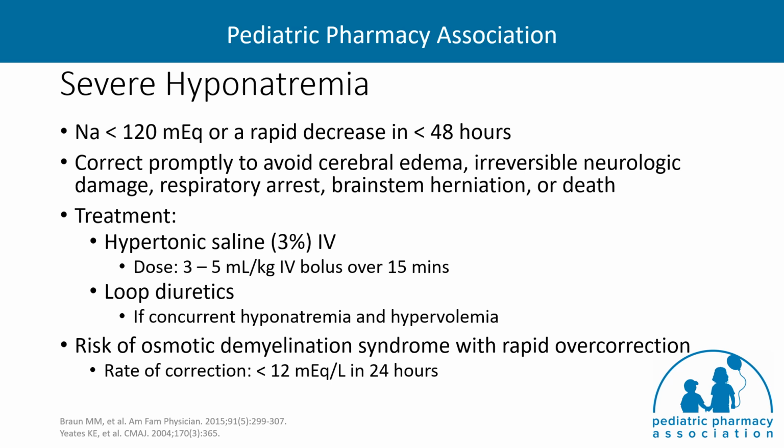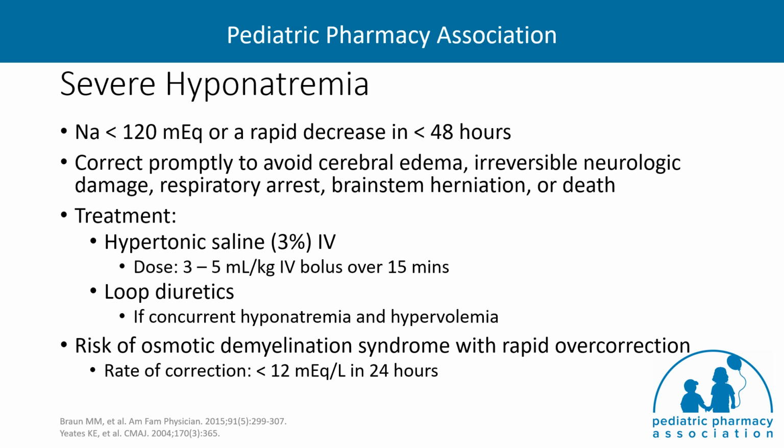Treatment for severe hyponatremia with severe symptoms could rely on hypertonic saline boluses of 3 to 5 mL per kilo administered over 15 minutes. This may be followed by an infusion of 3% saline or normal saline, depending on the severity.